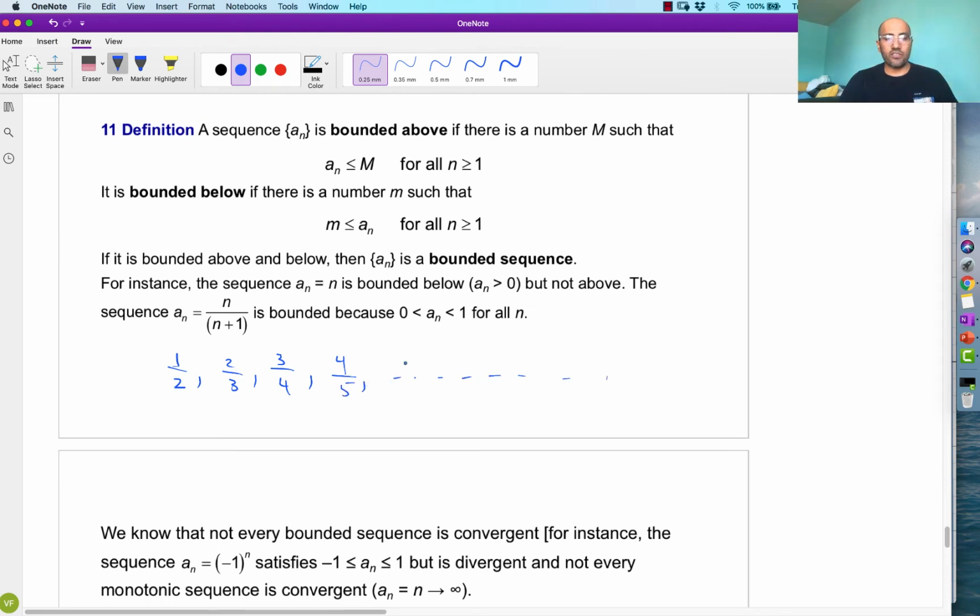So the smallest value was a half, and the values never exceed 1. So we can just say it's bounded above by 1. And it's bounded below by 0 because this gets closer and closer to 0, but it's never actually going to be equal to 0. So it's bounded by these two values. Bounded above, bounded below, so we just say the sequence is bounded.